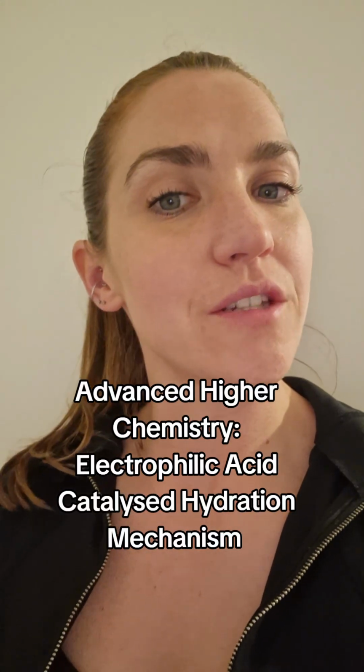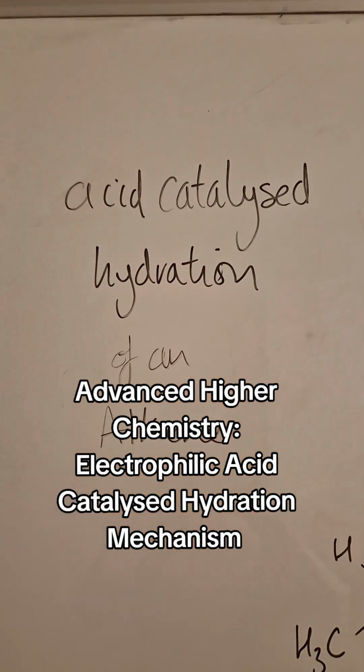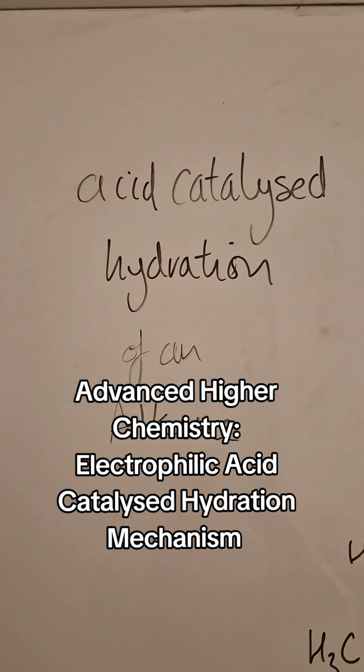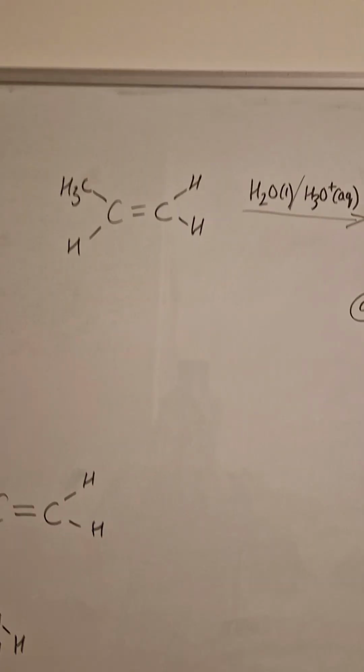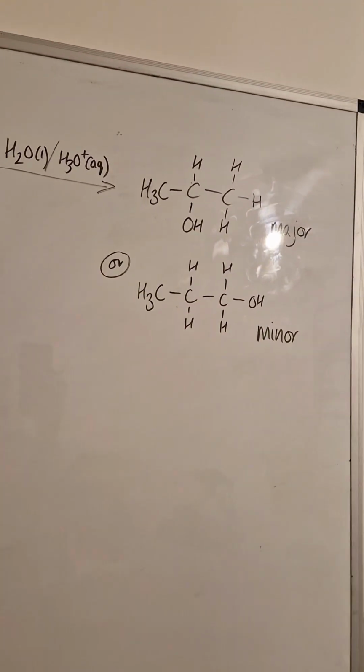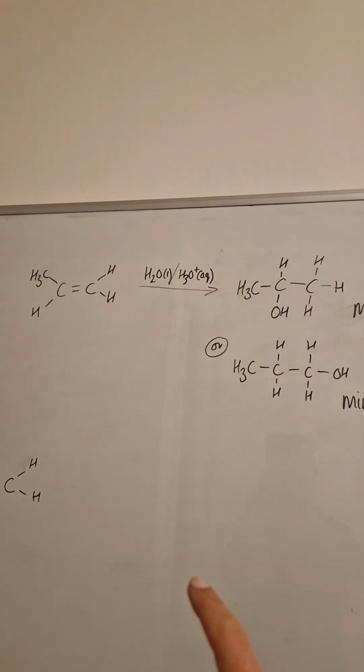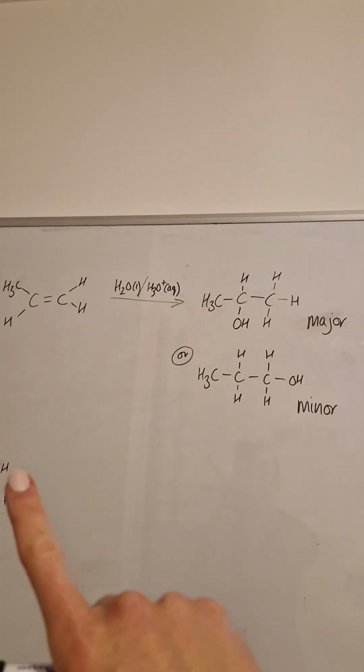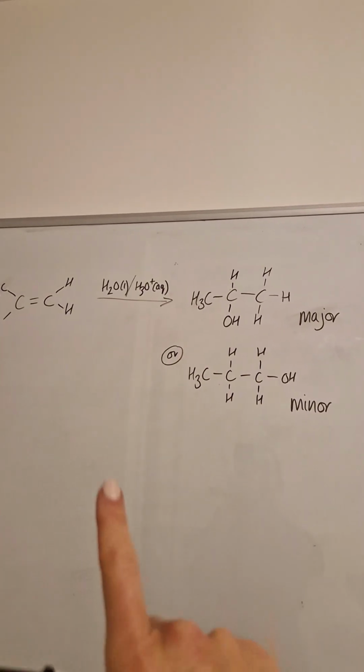Advanced Higher Chemists, this one is for you. Let's go over the mechanism for acid catalyzed hydration of an alkene. Acid catalyzed hydration is where we react an alkene and hydrate it with an acid as a catalyst to produce an alcohol. In simple terms, when we hydrate it, an OH goes on one side of where the double carbon-to-carbon bond was and an H goes on the other.